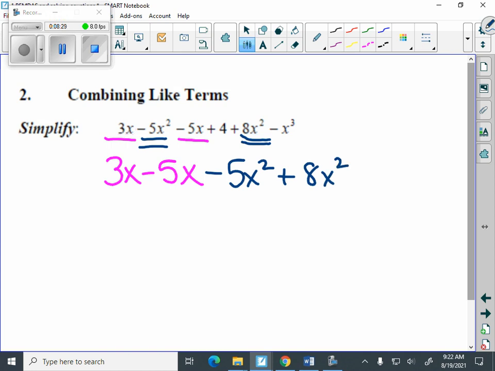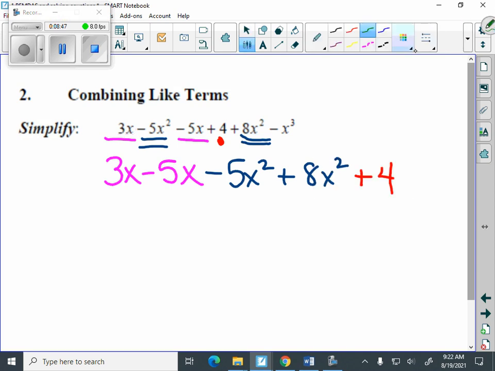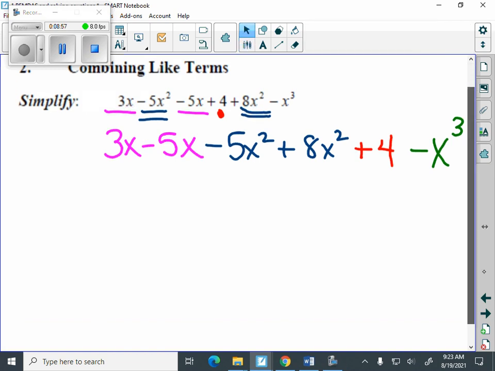And then as we take a closer look here, we have a 4. But the only other term that's not underlined is x cubed. And 4 is different from x cubed. So now I have it color-coded so that they're all in that format here.